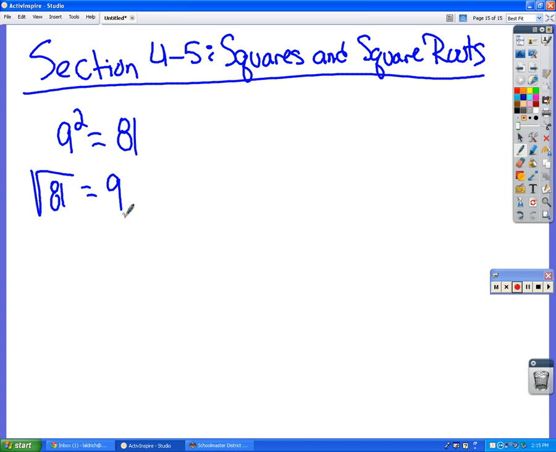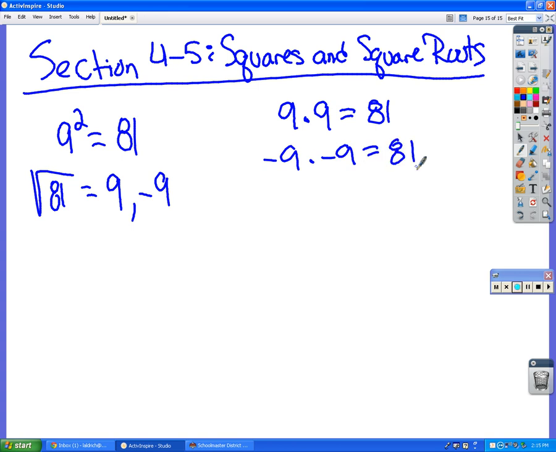Okay? Now there is another answer. What's another number that times itself equals the square root of 81? Negative 9. Very good, because not only is 9 times 9 equal to 81, but negative 9 times negative 9 is also equal to 81, because a negative times a negative is a positive. So these square root thingies actually have 2 answers.